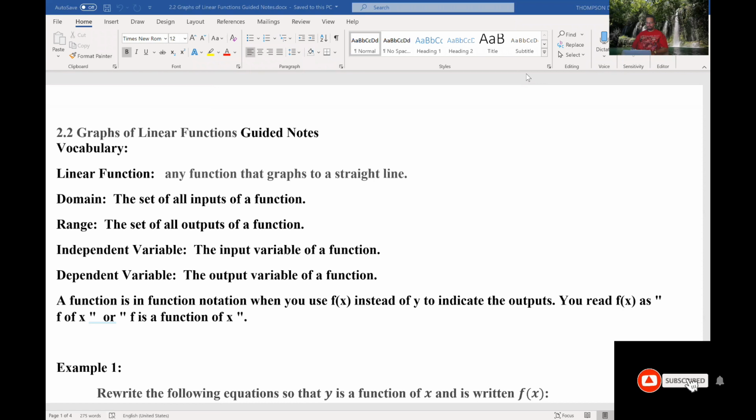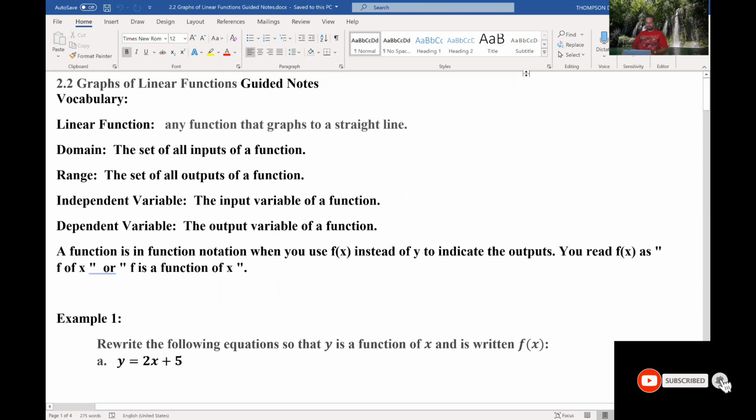We're going to talk about graphs and linear functions. First, the vocabulary. A linear function is any function that graphs to a straight line. Domain is the set of all the inputs of a function. The range is the set of all outputs of a function.